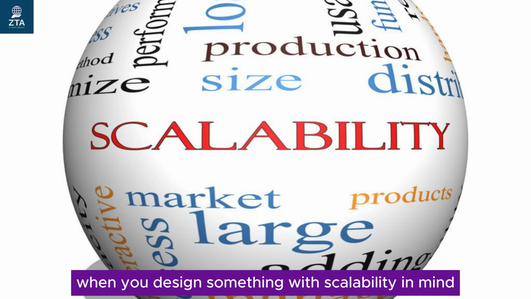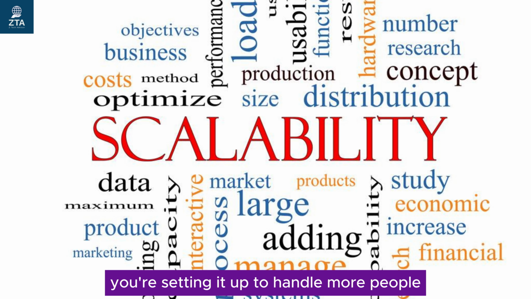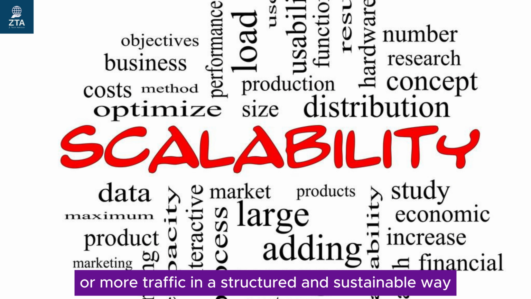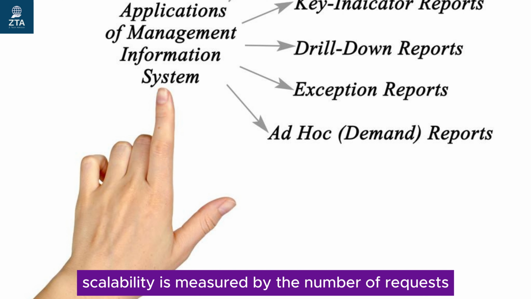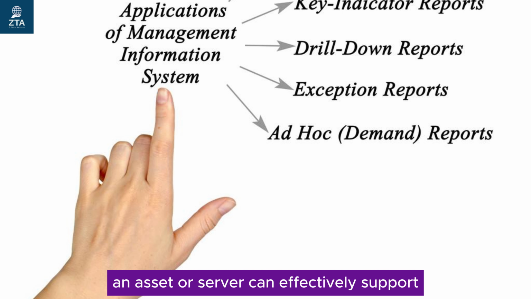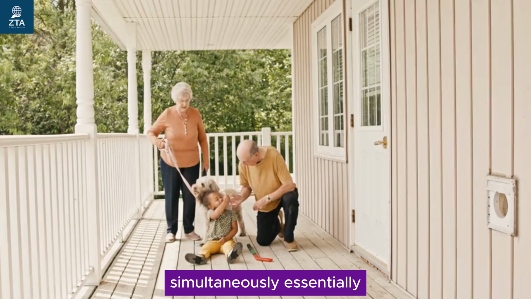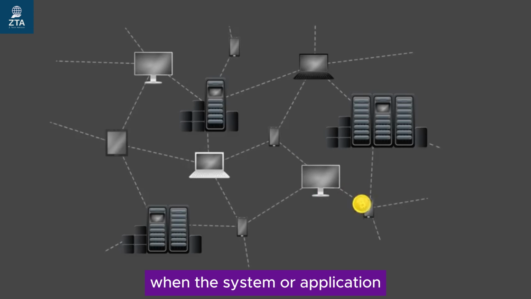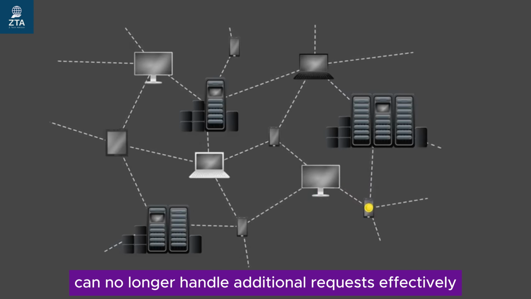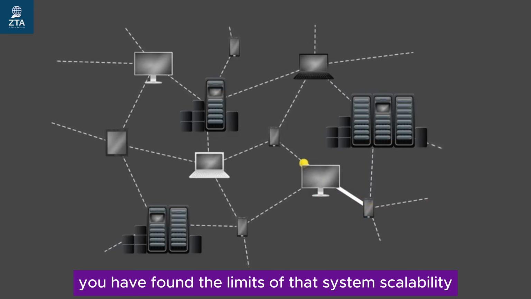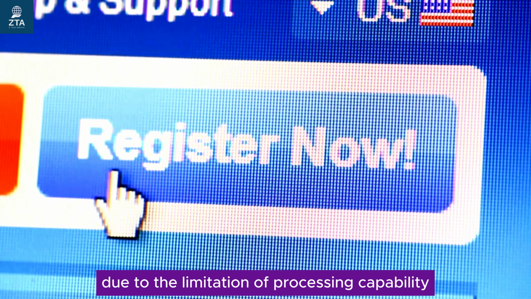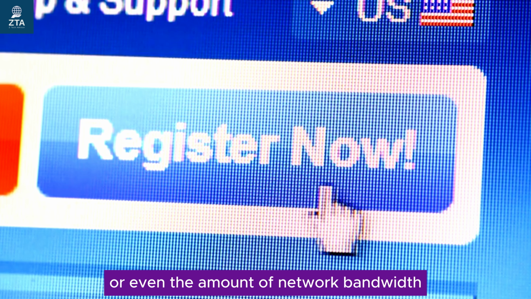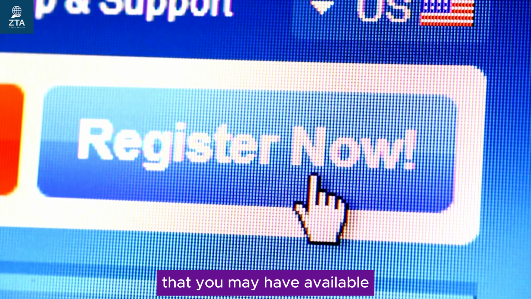When you design something with scalability in mind, you're setting it up to handle more people or more traffic in a structured and sustainable way. Scalability is measured by the number of requests an asset or server can effectively support simultaneously. Essentially, when the system or application can no longer handle additional requests effectively, you have found the limits of that system's scalability. In traditional networks and servers, this occurs due to the limitation of processing capability or the amount of physical memory, or even the amount of network bandwidth that you may have available.